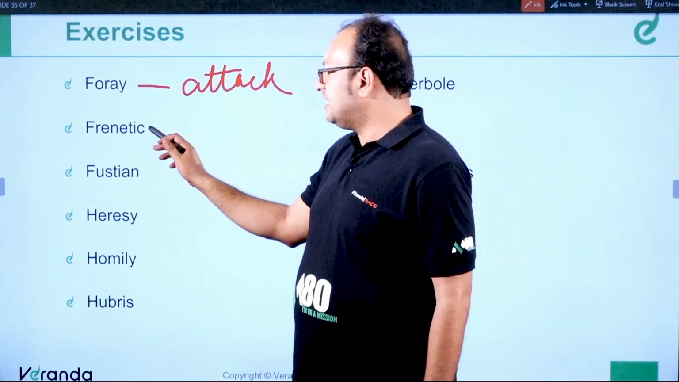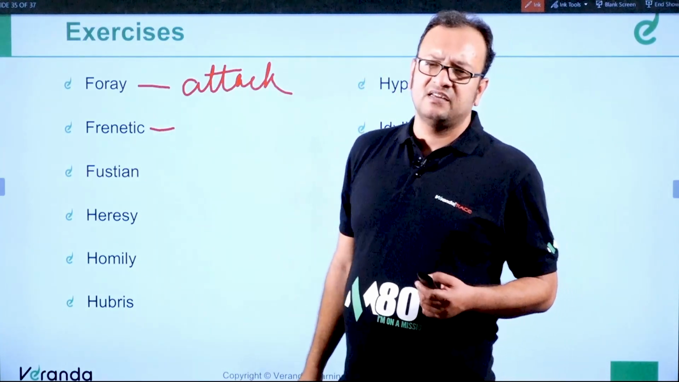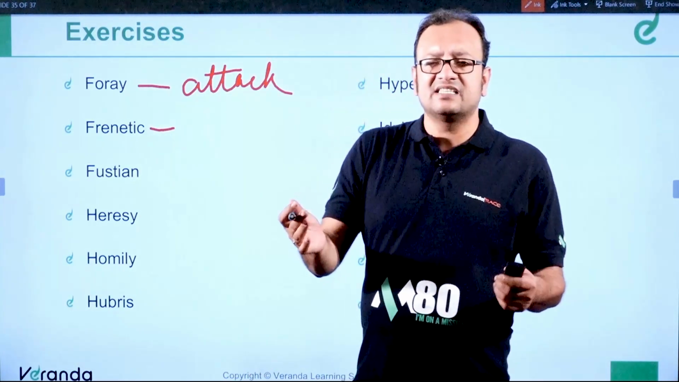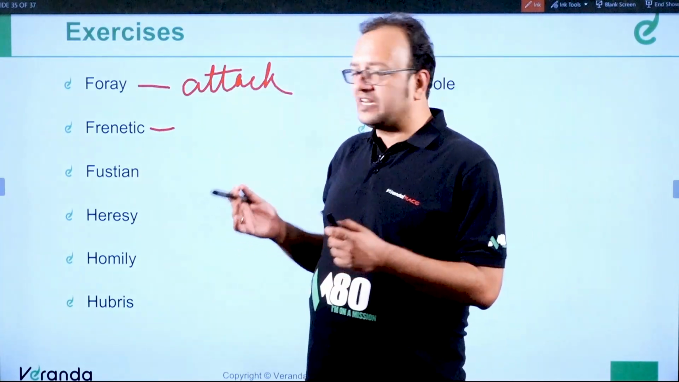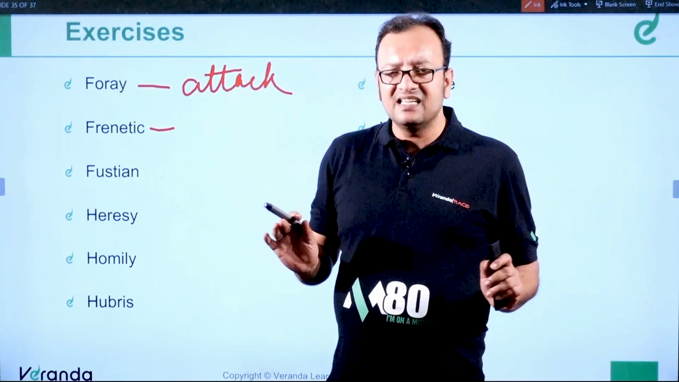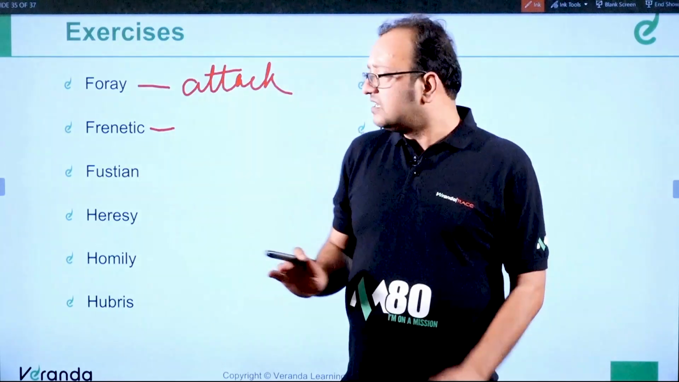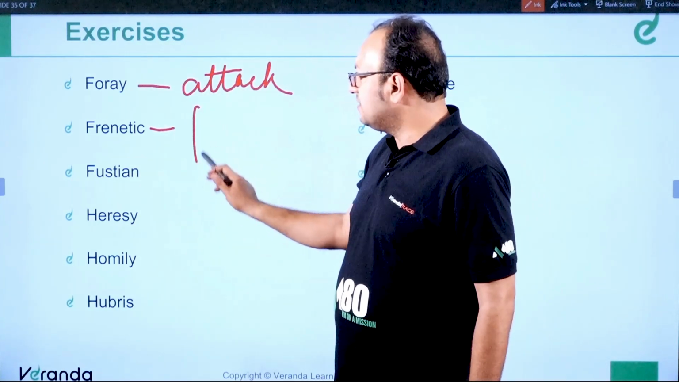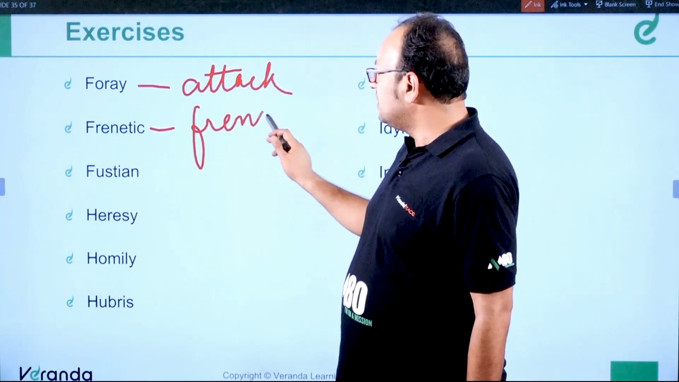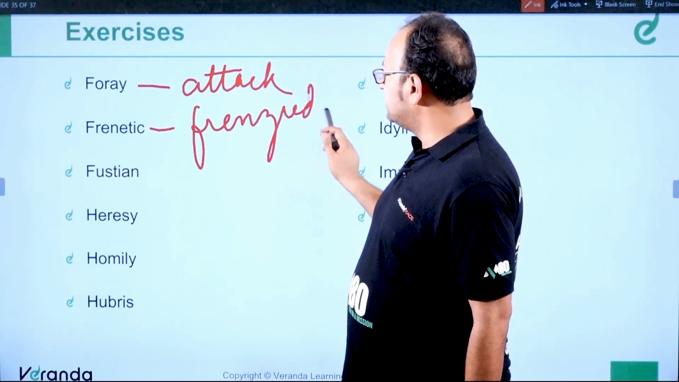Next is frenetic. Frenetic means wild and frenzied in a certain way. So if somebody is frenetic, he's behaving wildly in a fanatic way. So it should be frenzied. I'll write the word frenzied. You'll learn a new word, frenzied and wild.